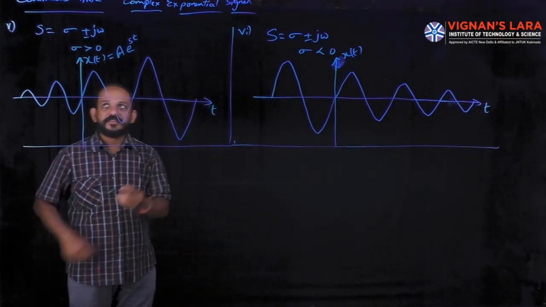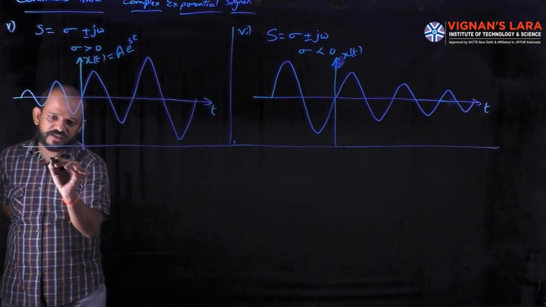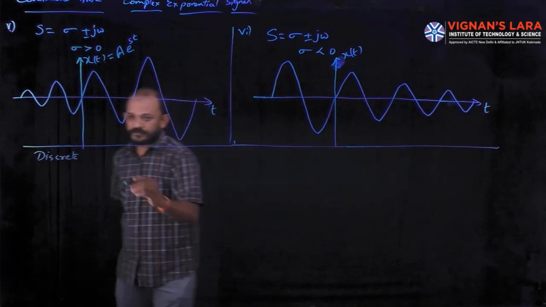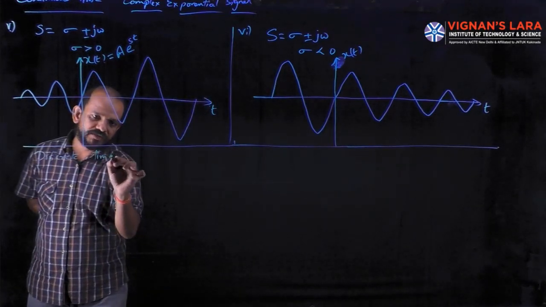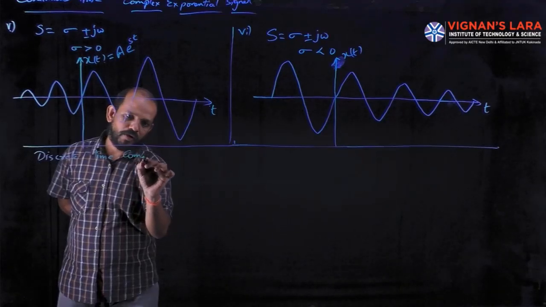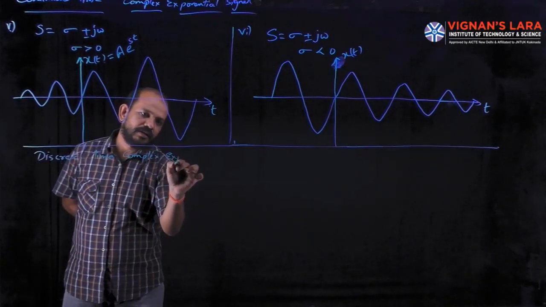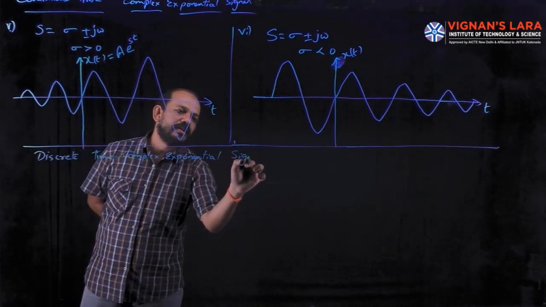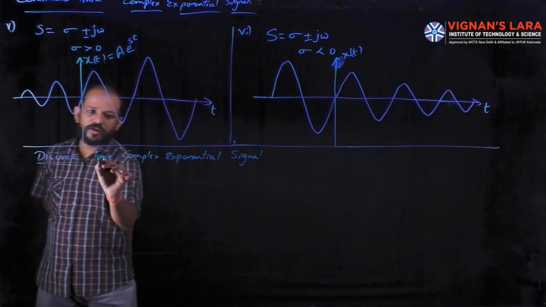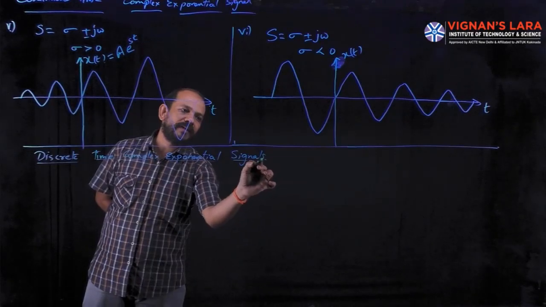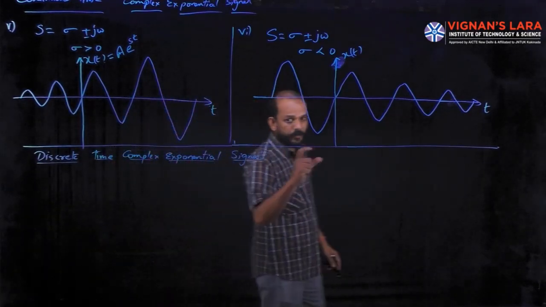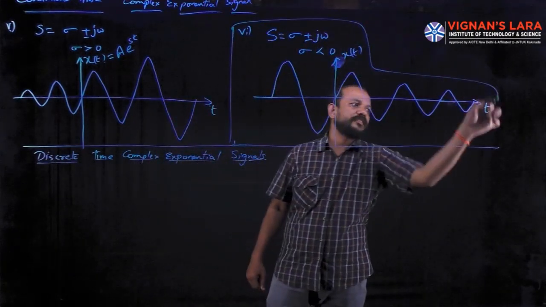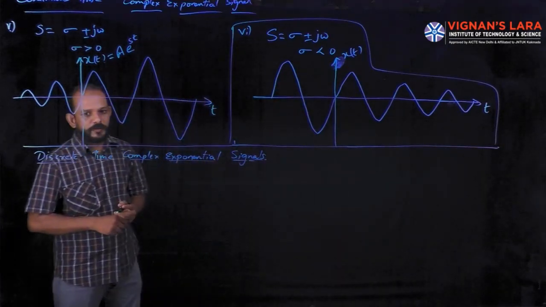So the final one is discrete. Now I am moving on to discrete time complex exponential signals. Okay, we are going to see discrete time complex exponential signals.